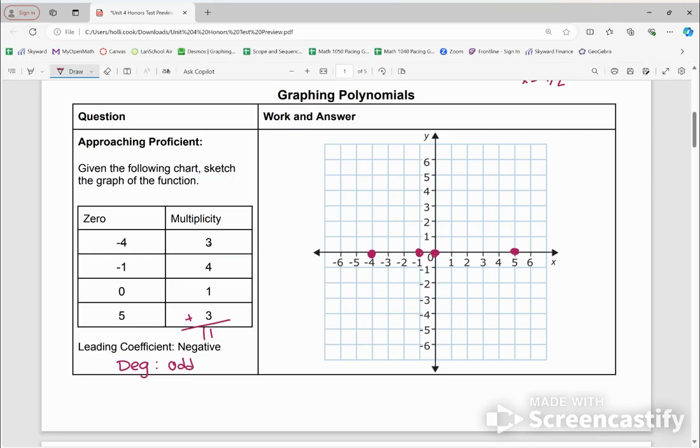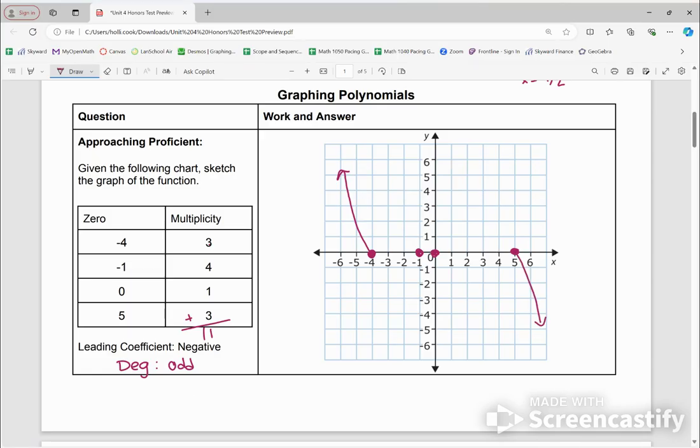So if we have an odd degree and it's negative, we know that on the left side, we're going to be going up to infinity, and then on the right side, I'm going to be going down to negative infinity.